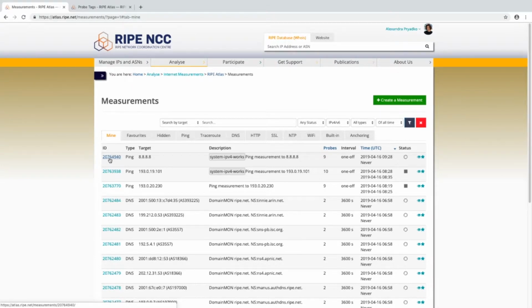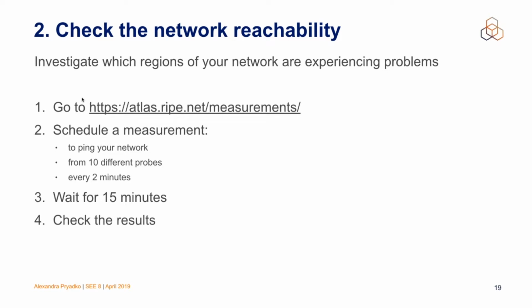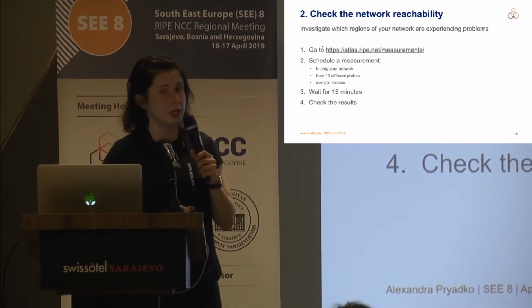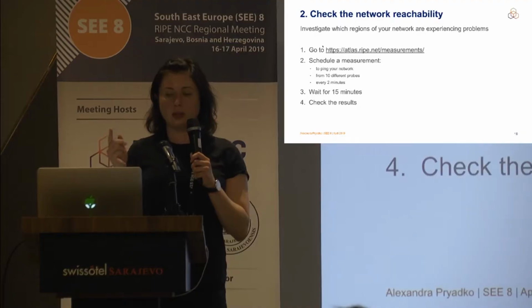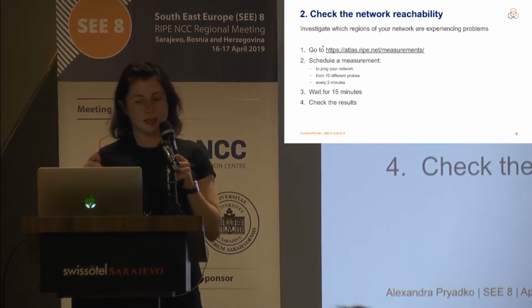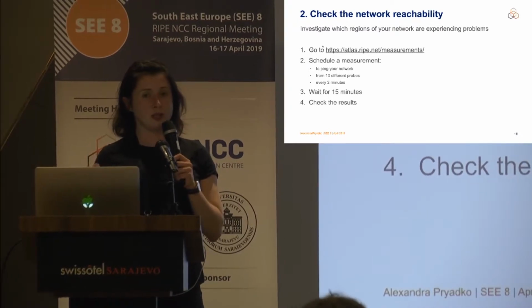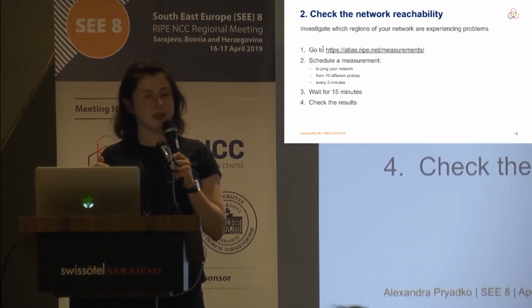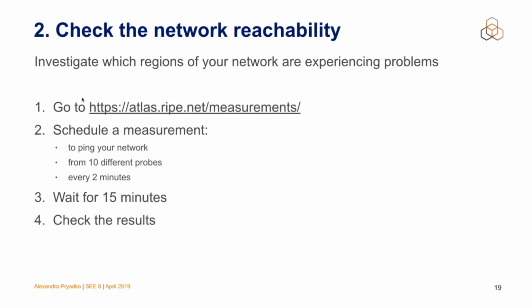So let's do demo number one. It's kind of exercise number one: check the network reachability. Do you know your IP address or some crucial server in your network? Just use it. Go to the ripe.net measurements, schedule a measurement to ping your network from 10 different probes, from probes which are connected, so use the tag, run it every 2 minutes, wait for 15 minutes and see what happens. So let's do it.